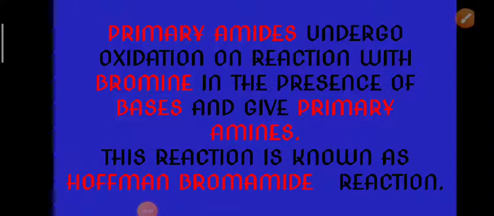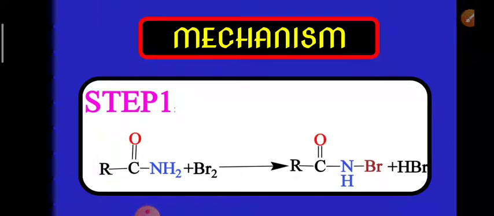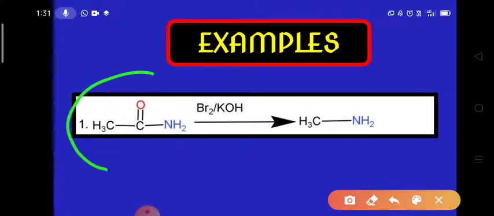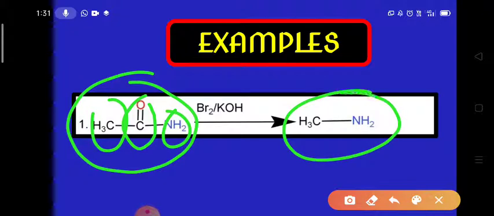And now we go for some examples related to the Hofmann bromamide reaction. Here this is acetamide. Here we have already learned how to write the product. It is very simple. We have to remove the CO and we can get the product. So CH3 and NH2 we have to write combined, directly. So here we get methylamine.